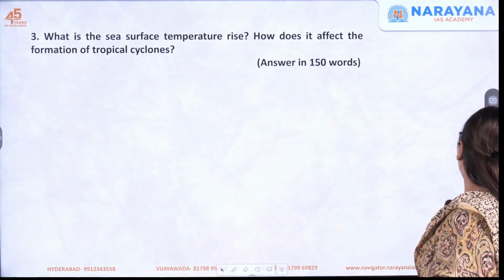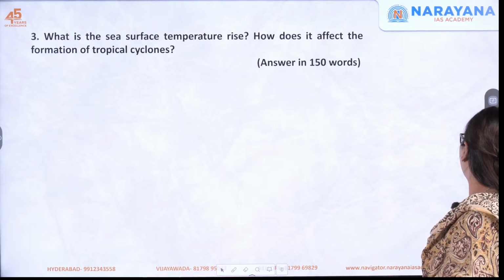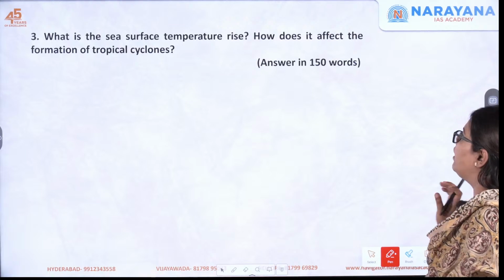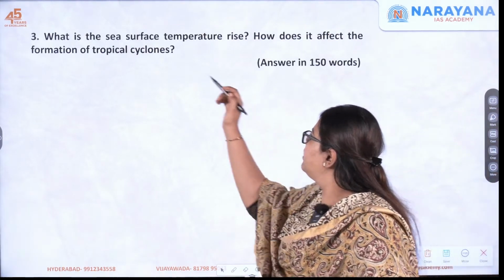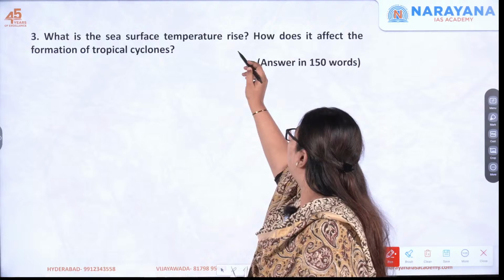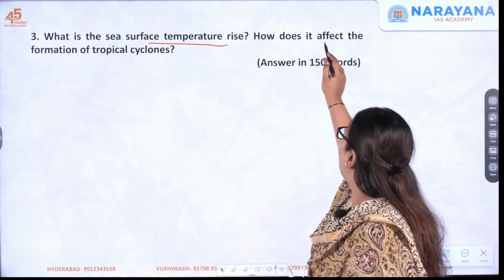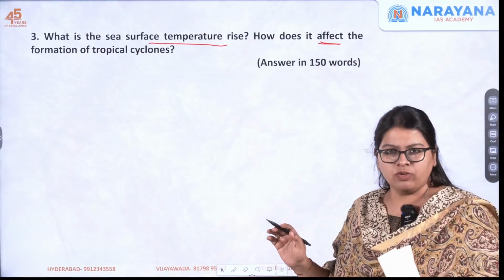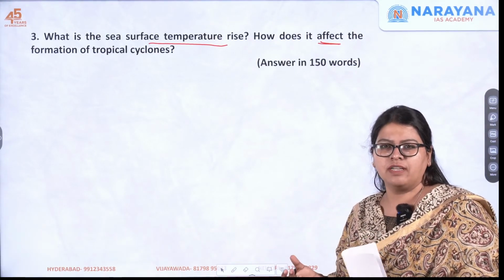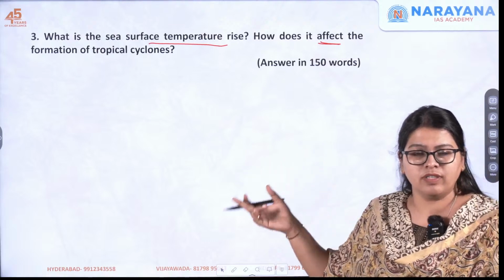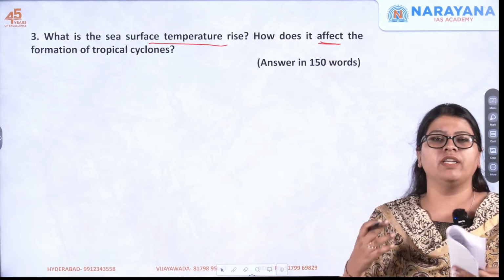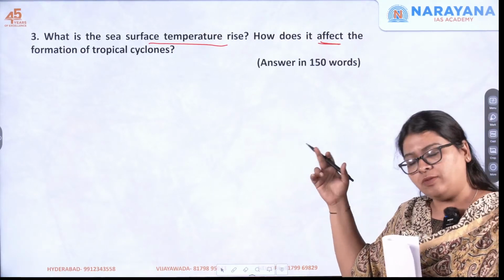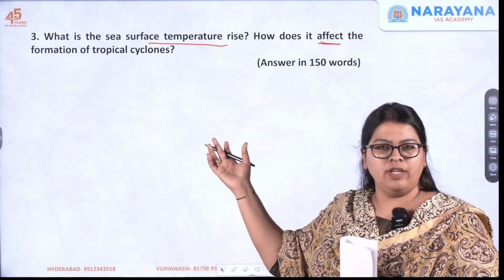Now let's move forward. Question number 3 that has been asked in your examination is about what is sea surface temperature, what is sea surface temperature rise, and how does it affect the formation of tropical cyclones. You must know that of late there have been a lot of instances of tropical cyclones, and that is a result of increased sea surface temperature. That's why this topic has come in your paper.